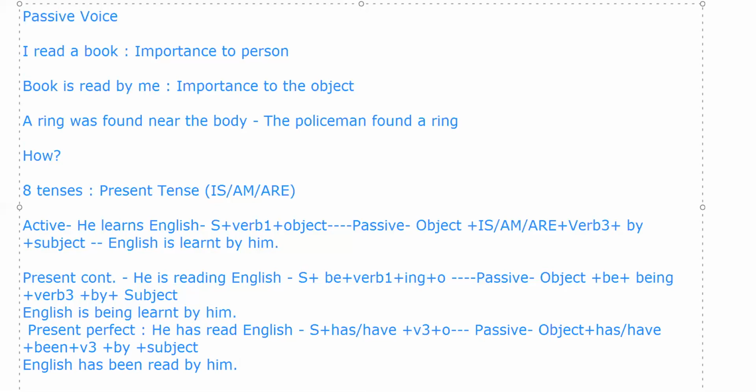So students, this is all for simple present tense conversion. There are only 3 tenses in the present case. The other 5 tenses will be in past tense and future. We will come with another video. Watch that in order to explore passive sentences fully.